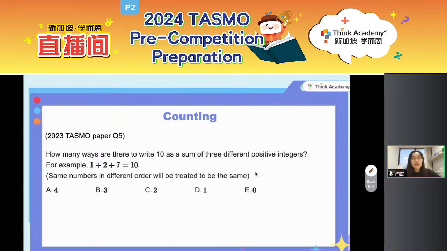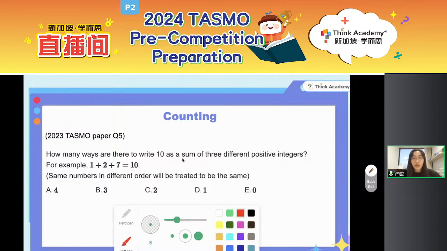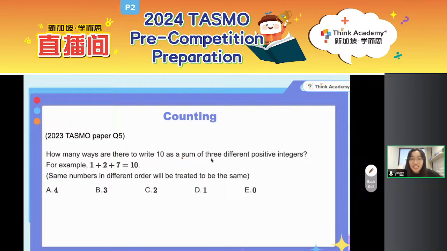Okay, now let's move on to the next one. Another question about splitting the number. How many ways are there to write 10 as a sum of 3 different positive integers? So here, pay attention. 10 is the sum, and then 3 different positive integers. So what is the meaning here? The smallest possible number is 1. It is not 0 because 0 is not a positive integer. Pay attention.